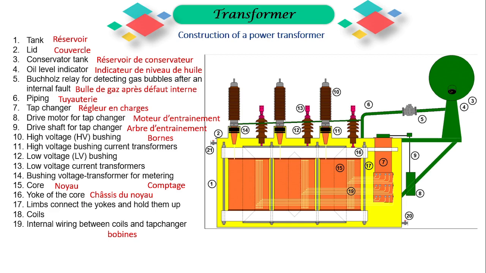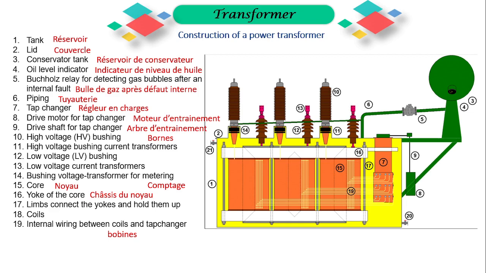5. The Buchholz relay, a protective device that detects gas bubbles due to internal faults. 6. The piping connects various components and facilitates oil circulation. 7. The tap changer allows for adjusting the transformer's turns ratio to regulate output voltage. 8. The drive motor for tap changer, responsible for changing the transformer's taps. 9. The drive shaft for tap changer connects the drive motor to the tap changer mechanism. 10. The high voltage HV bushing provides high voltage connections.